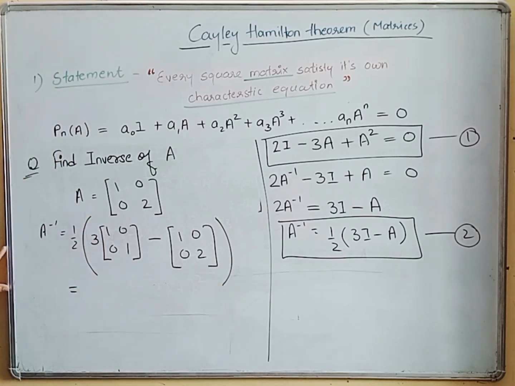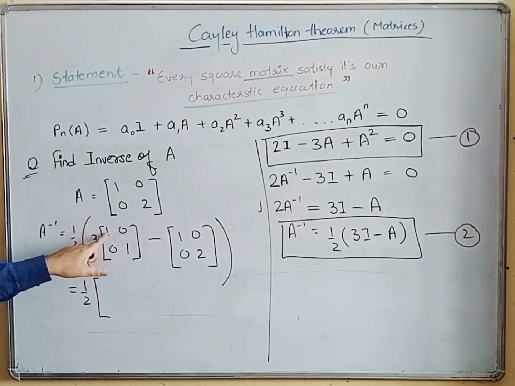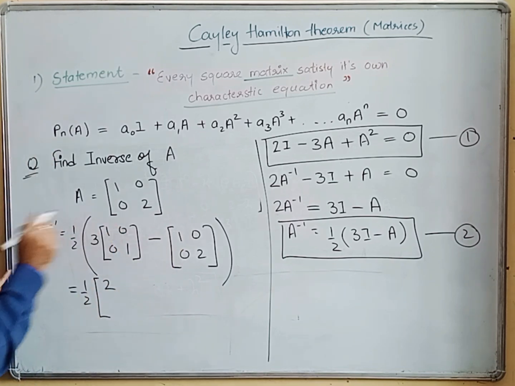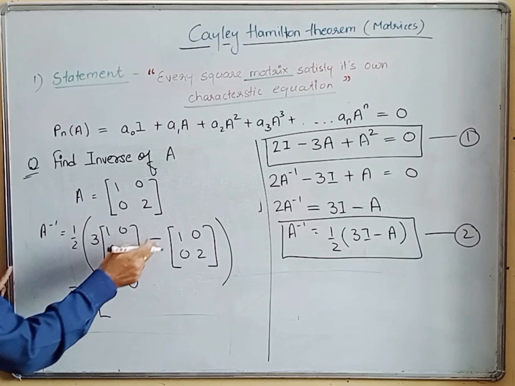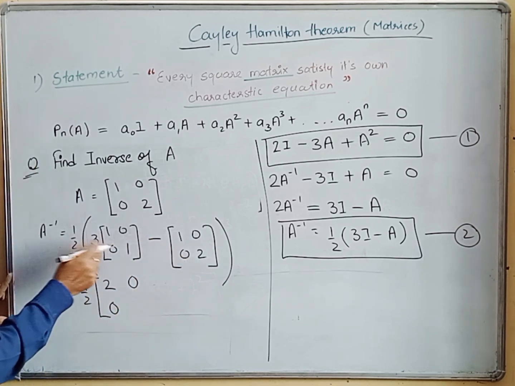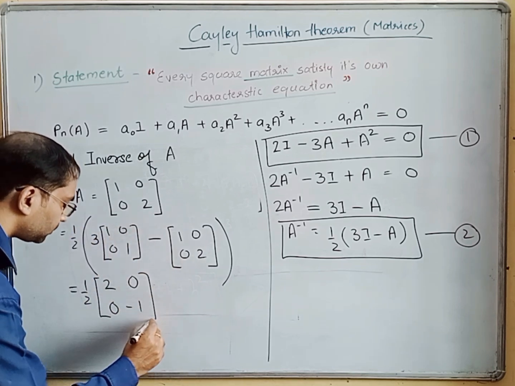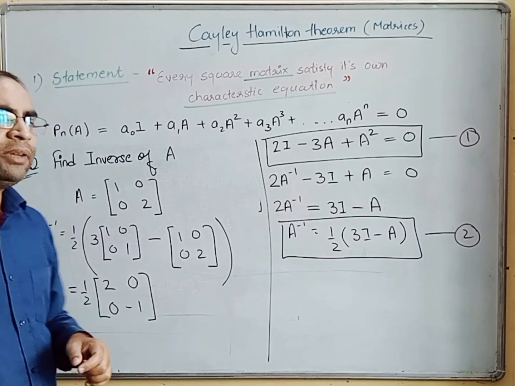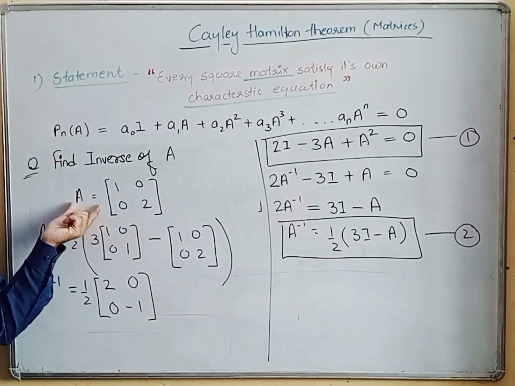So now we will solve this. So this will become 1 upon 2, and the matrix would be, you can see this is 3 into 1, that is 3, 3 minus 1, which is 2, 3 into 0, that is 0, 0 minus 0, which is 0, 3 into 0, that is 0, and minus 0, which is again 0, 3 into 1, that is 3, minus 2 will be 1. So you can see this is the A inverse of the given matrix. So here we have used the Cayley-Hamilton theorem to find the inverse of a given matrix.